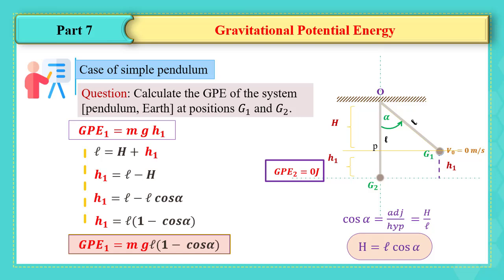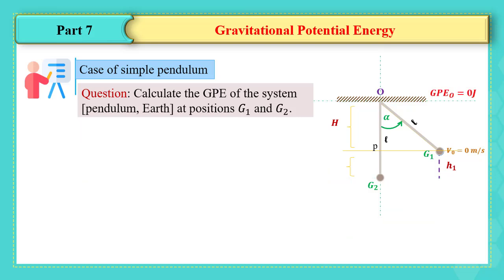What if the gravitational potential energy reference is passing through O? How would this answer vary?